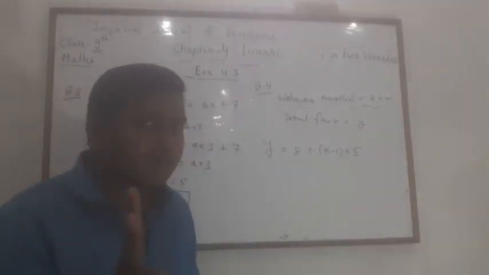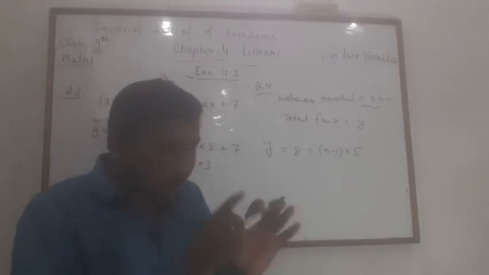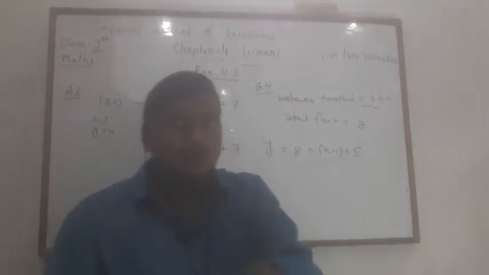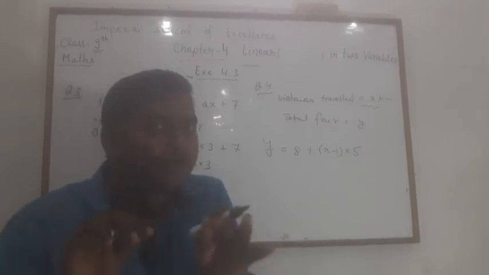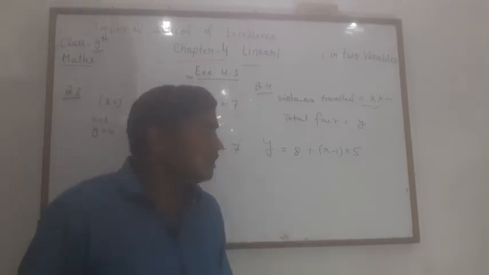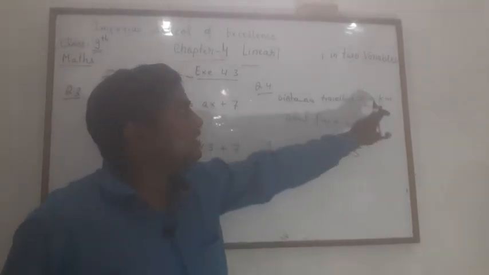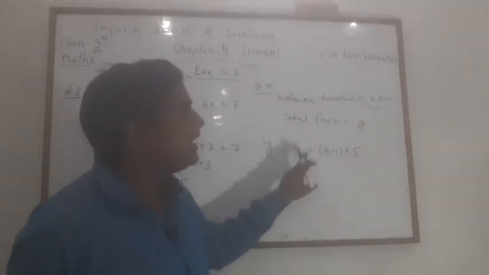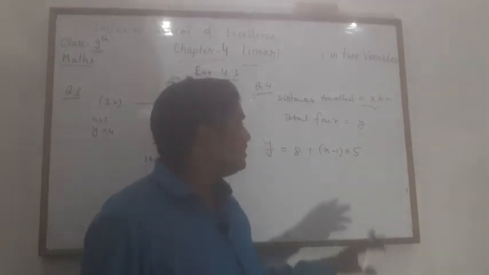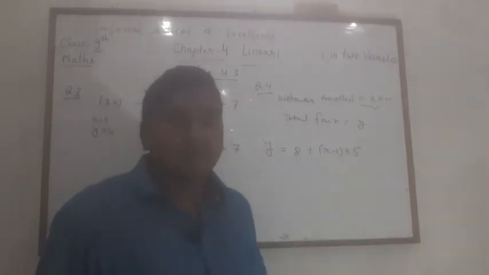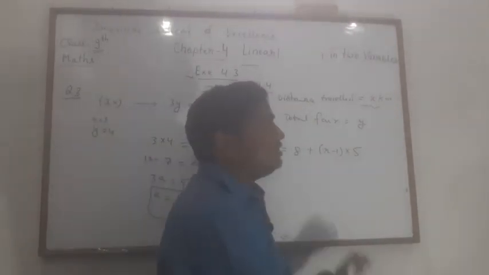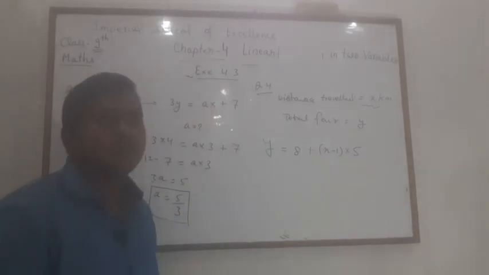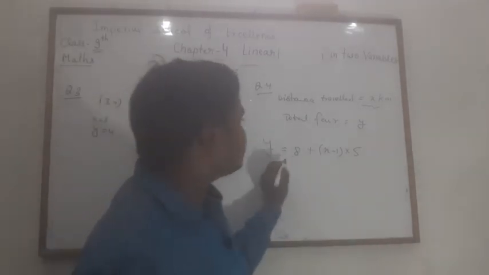Suppose you have traveled 2 kilometers, then for the first kilometer it is 8 rupees and for the second 5 rupees, so 8 plus 5 is 13. Okay, so in this way, suppose you have traveled 4 kilometers, then what will it be? For the first it will be 8, and then for the remaining 3 kilometers, 3 times 5 is 15, so 15 plus 8 it will be 23. So in this way you will calculate. So this is the equation.